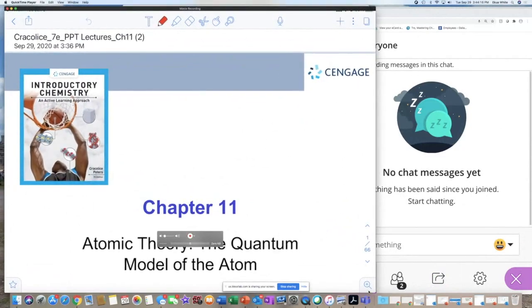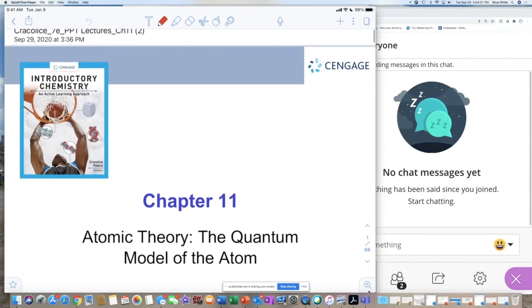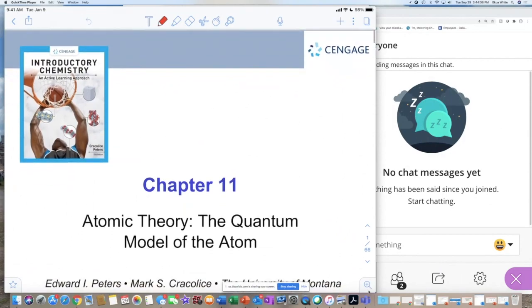Okay. I was just waiting for someone to show up so I can go ahead and start with chapter 11. It just so happens this is the exact same chapter I taught my other class today, my chemistry for engineers class. So they go a little bit deeper than you guys do. But we're going to be going over chapter 11.